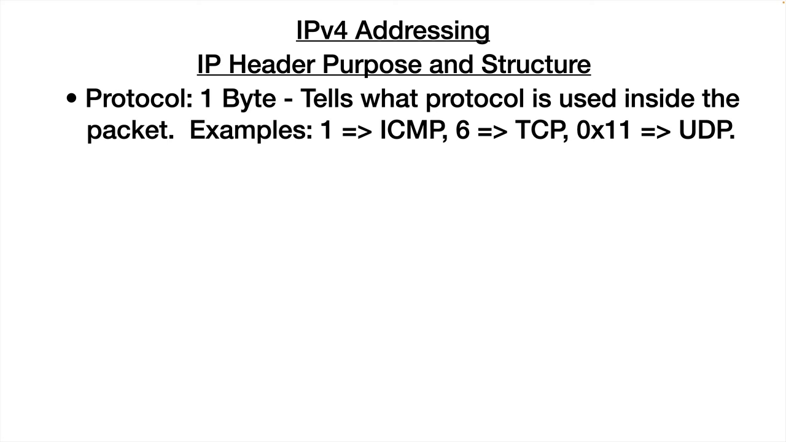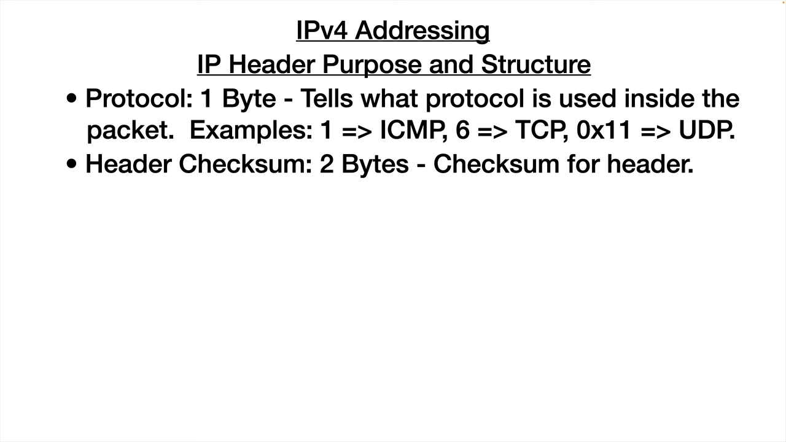If it's a 1, it's ICMP. If it's a 6, it's TCP. And if it's 11 hex, it's going to be UDP. The header checksum is 2 bytes used for error checking the header. So that covers the header portion of an IP packet, both its purpose and its structure.